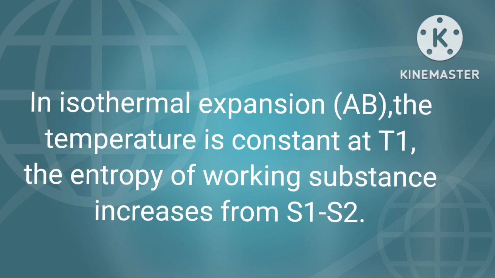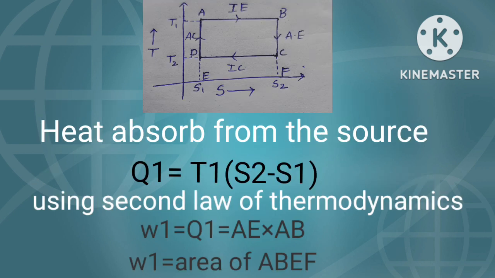In isothermal expansion AB, the temperature is constant at T1. The entropy of the working substance increases from S1 to S2. Here, the heat absorbed from the source, Q1, equals T1 into S2 minus S1. Using the second law of thermodynamics, W1 equals Q1 equals AE into AB.